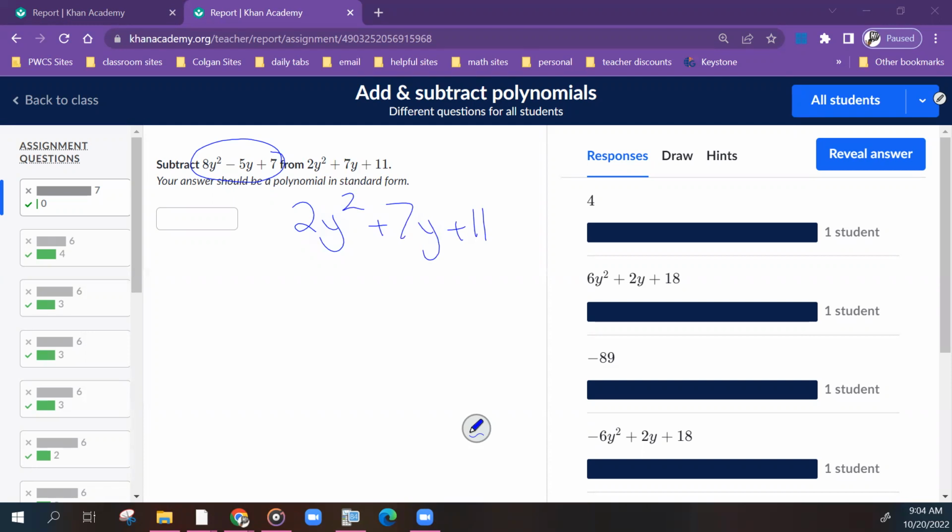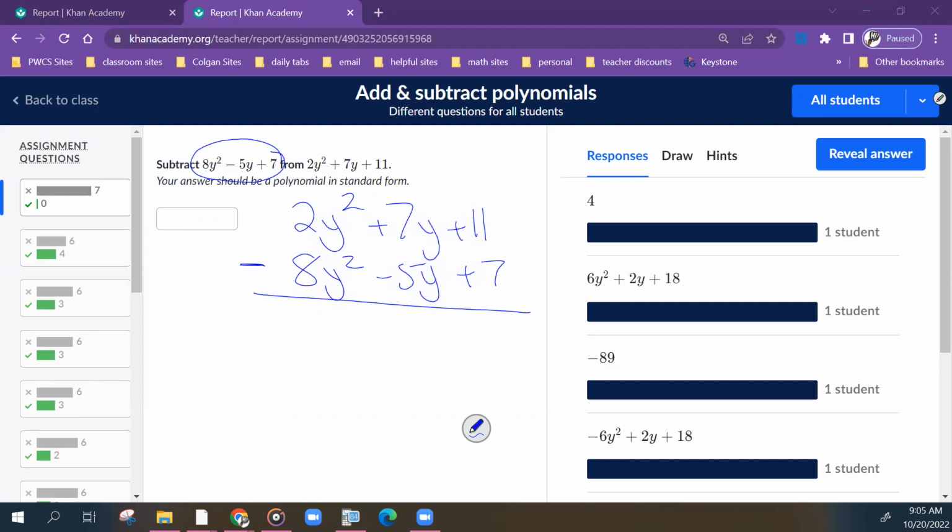And we are subtracting the other one. So with each piece, we're looking at 2y squared minus 8y squared, 7y minus negative 5y, 11 minus a positive 7. So for this, you're combining like terms. The variables and the exponents aren't going to change. They're going to stay the same.